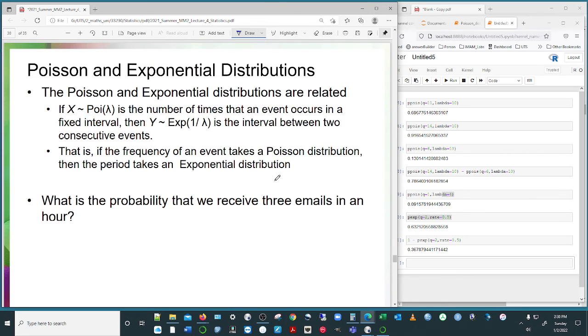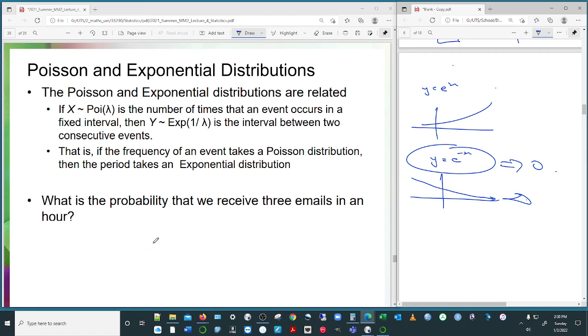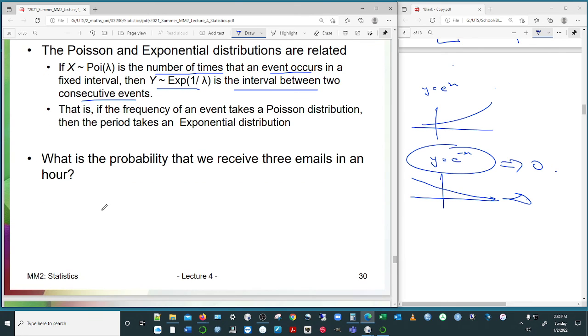So the Poisson and exponential distributions, we've already said they're not the same thing. One's a discrete and one's a continuous. If X follows a Poisson distribution with lambda, it is the number of times, or the counts, that an event occurs in a fixed interval, then Y following an exponential distribution is the interval between two consecutive events. So this is how they're used together. That is, we take the frequency of an event with a Poisson distribution, which is discrete, and then we take a period of the exponential distribution, which is continuous.